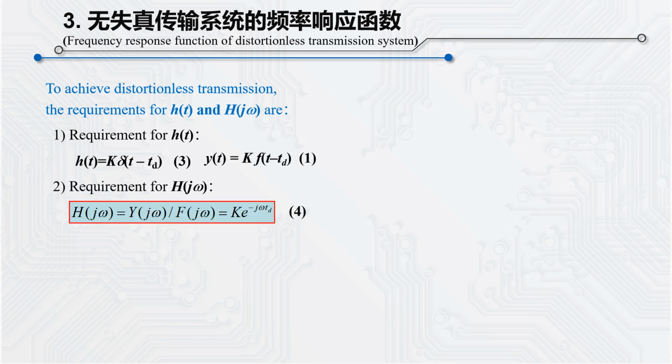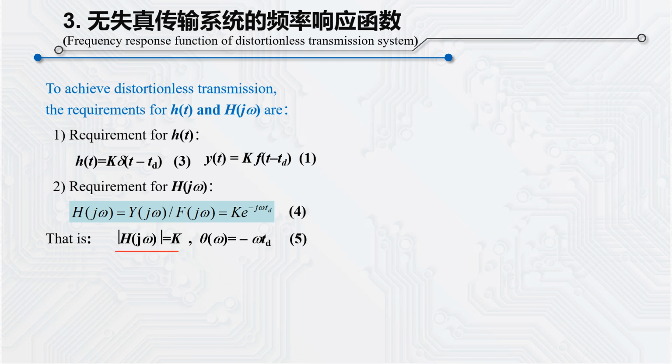The requirement for H(jω) is very simple. If we take the Fourier transform of h(t), H(jω) is equal to k times e to the power of minus jω td. That is to say, H(jω) should satisfy formula 4. Formula 4 can be further transformed to formula 5.